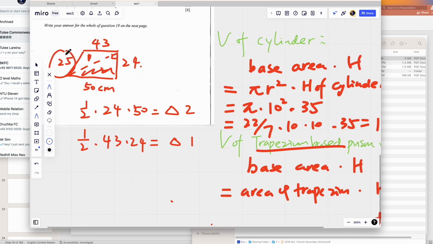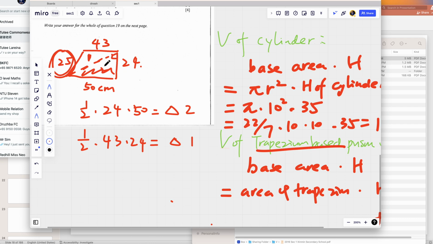Ah, you make a mistake. You get times 25. Is 25 needed? No. And you see, there is a benefit of sketching this out and showing how you cut the trapezium. So, do you need to use 25? No. Why not? Because it's not the height.